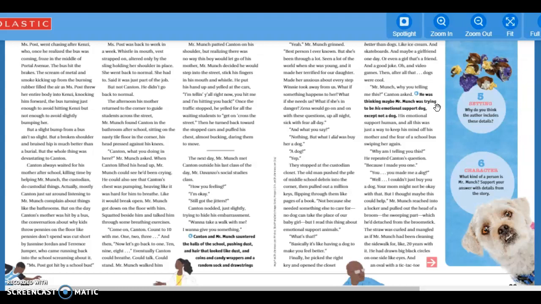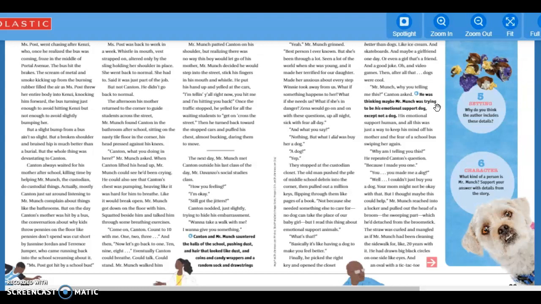We all can understand what Mr. Munch was maybe trying to do with being an emotional support dog for Canton. So we can kind of understand that Mr. Munch might be a kind person. He might be thoughtful. He might be compassionate, especially wanting to reach out and help Canton in his time of need since his mom's been hurt.